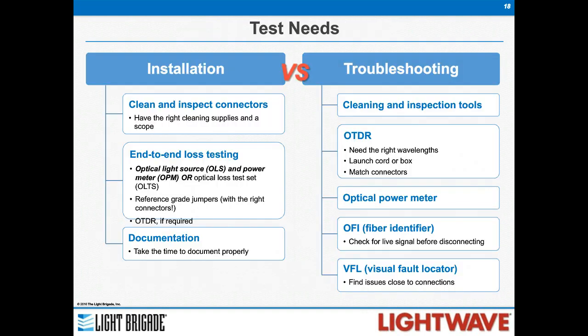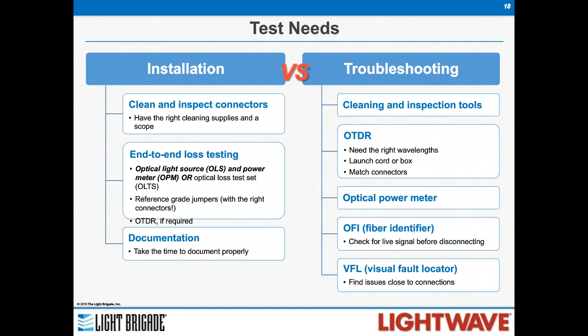So the biggest difference between installation testing and troubleshooting testing tends to be troubleshooting teams will carry OTDRs. They need to. That's really the only way you can go find what's wrong with your network. Installation teams may have an OTDR, but always will have loss testing, so a light source and a power meter. So everybody needs to carry good cleaning and inspection tools.